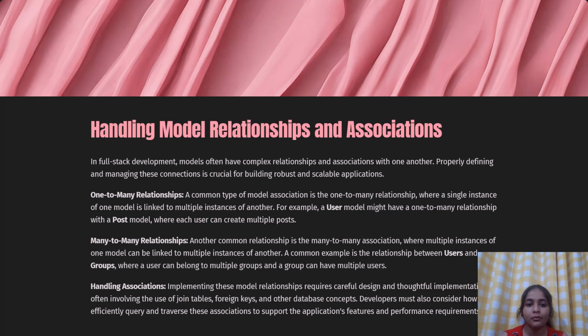Many-to-many relation: another common association is the many-to-many relation, where multiple instances of one model can be linked to multiple instances of another. A common example is the relation between user and group, where a user can belong to multiple groups and a group can have multiple users. Handling associations: implementing model relations requires careful design and thoughtful implementation, often involving the use of join tables, foreign keys, and other database concepts. The developer must consider how to efficiently query and traverse these associations to support the application's functionality and performance requirements.